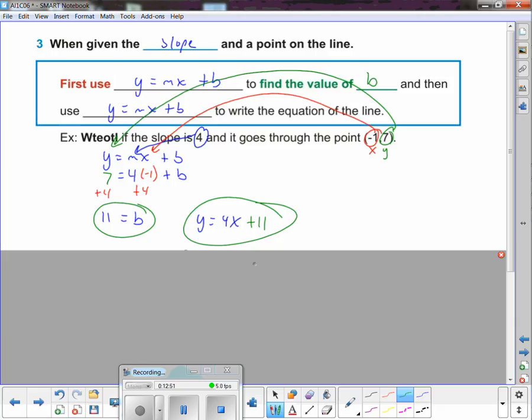So again, you can use the point slope formula if you want, but it's so much easier and less to remember using y equals mx plus b. Okay, so let me go back a moment.